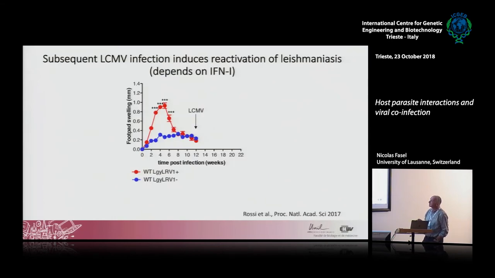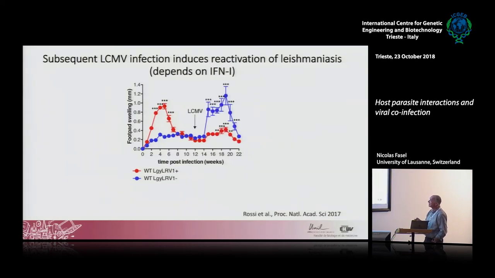Interestingly, this is what I showed you. Here you have V minus infection, so the lesion size is defined here. And when you have V plus parasite, you have an increase in size of the lesion. What we did was to inject LCMV once when the mice started to heal. And when you do that, you have the LCMV injection.